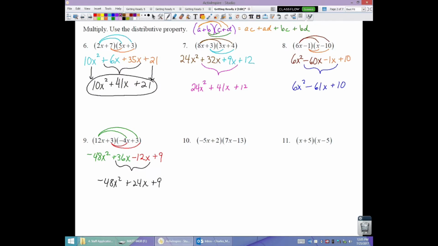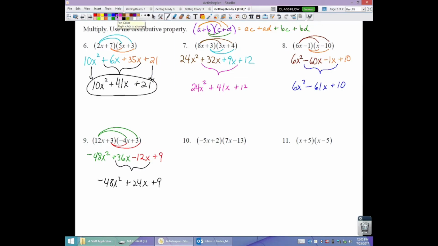It's also a good idea, not necessary exactly, not wrong if you forget this, but it's a good idea to get in the habit of writing these resulting expressions in standard form. And what we mean by that is going from highest exponent to none. So x squared, then x to the first, then no x's at all.